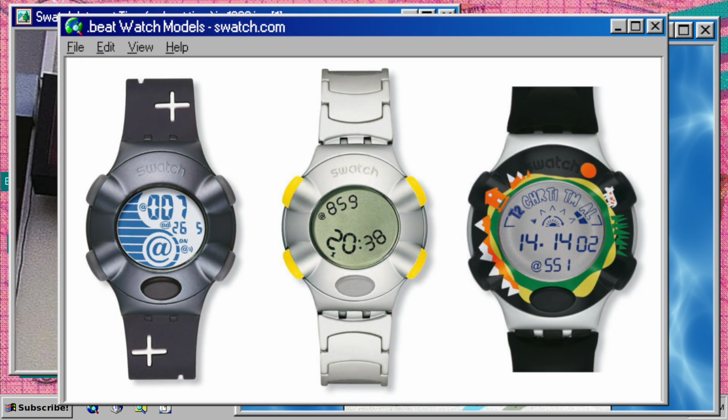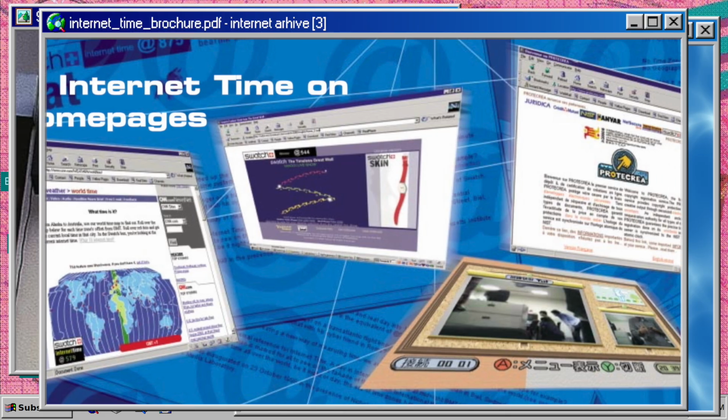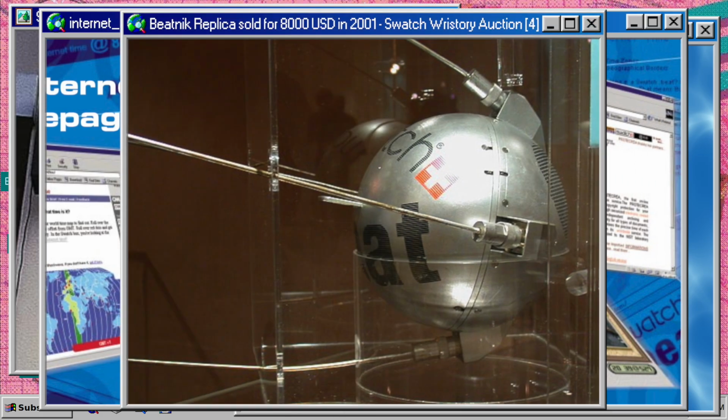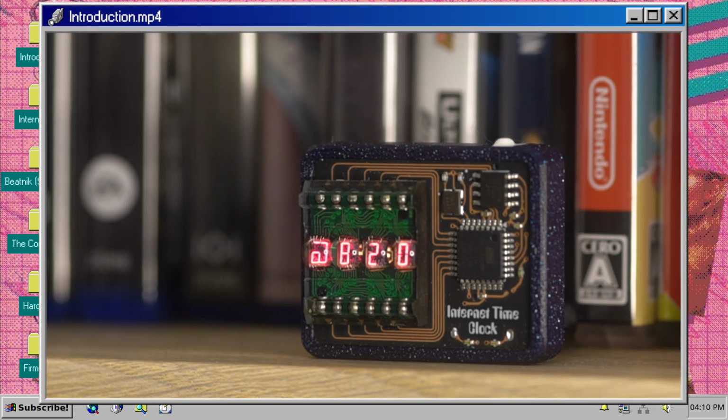They produced multiple watch models, made partnerships with news agencies to display the new format on their websites, and even made a deal with the Russian space agency to launch a satellite that would broadcast messages from orbit, which almost ended up violating international law. That's the story I will get into, but first, let's see how internet time works.